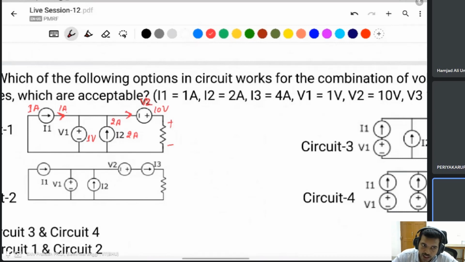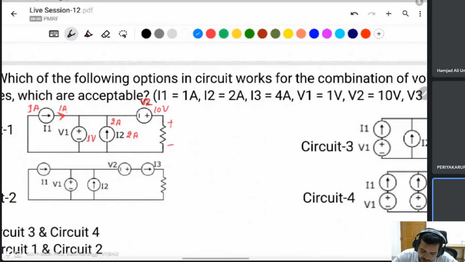Then KCL will be satisfied, because if you take a current as 1 ampere, then this will be 4 ampere. It would be valid. But take the KVL. What is the KVL? In any loop, KVL will be satisfied.